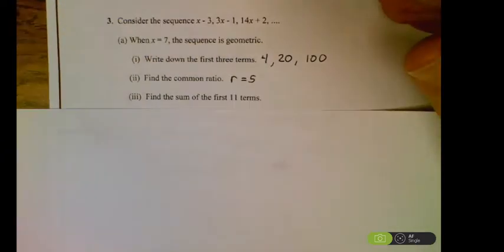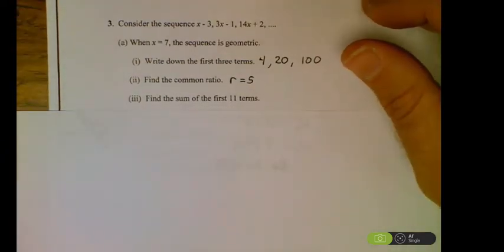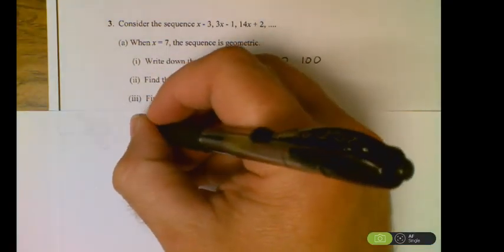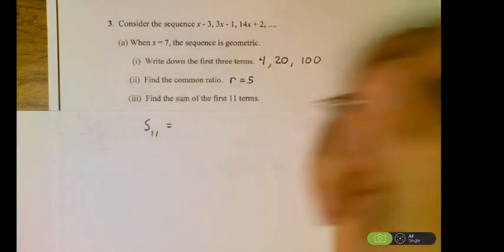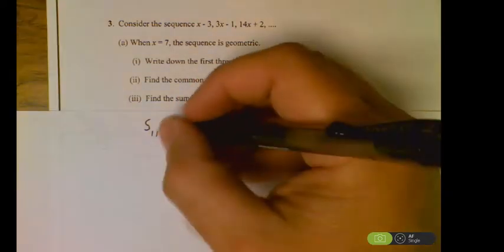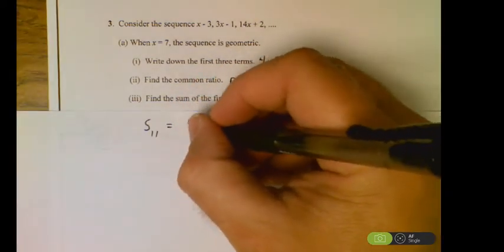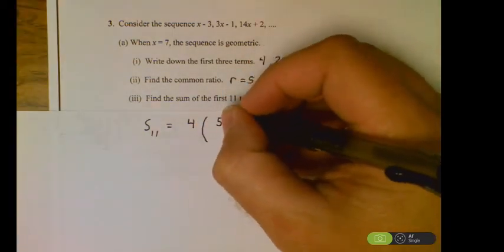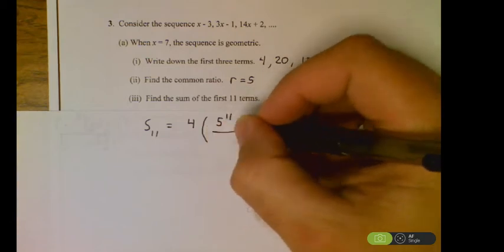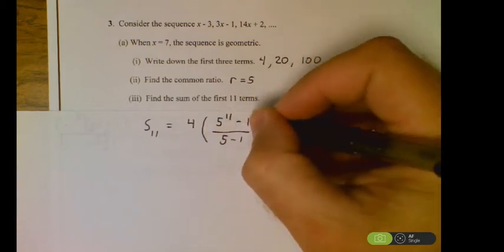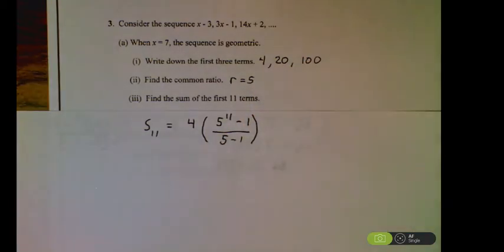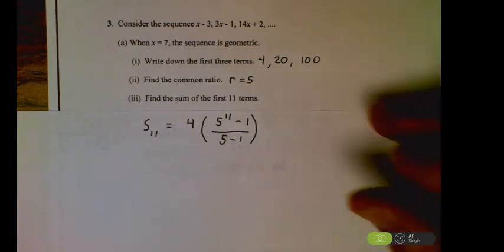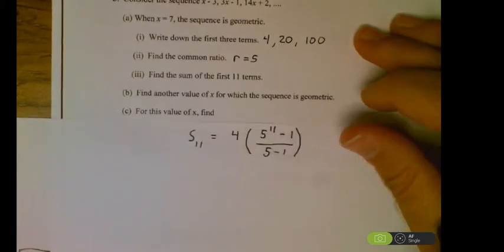So now again, this one's been identified as geometric, so we're using the geometric sum formula. So for the first 11, we're going to find the sum of the first 11 terms. We got our first term. So we got r to the n minus 1 over r minus 1. So right there, that can just go straight into your calculator to find the sum of the first 11 terms. I'll let you do that one.